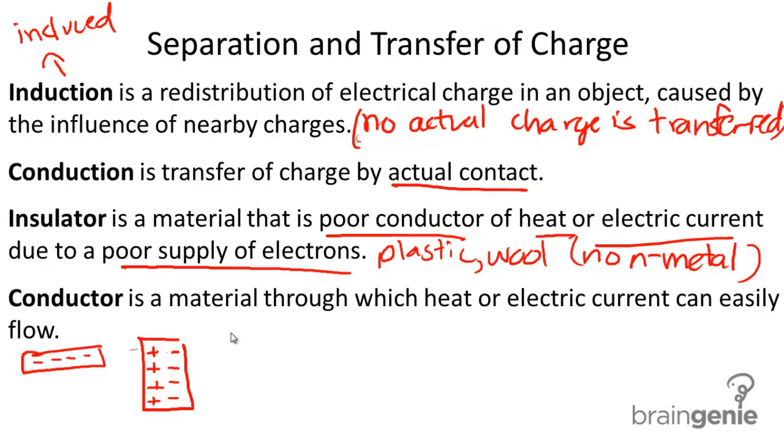The next type of material is a conductor, which is the opposite. A conductor is a material through which heat or electric current can easily flow. Some examples: metals. All metals, because of their electron arrangement, are very good conductors, and this is generally the case.